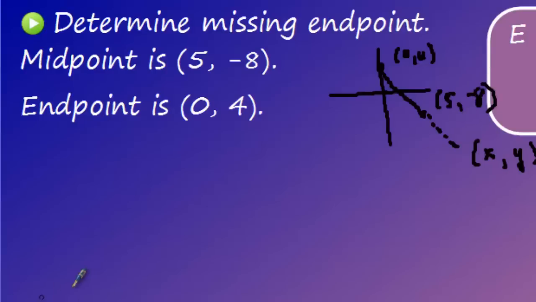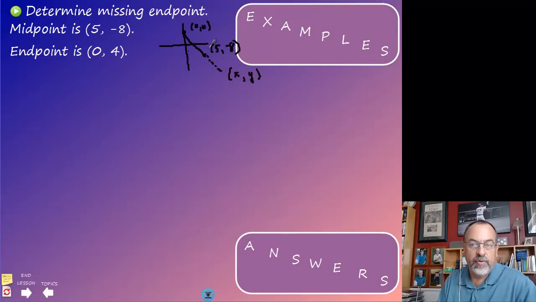So I'm going to use my formula. The midpoint is 5, the x, and I know one of the endpoints is 0, plus the other one, whatever it is, and divided by 2. So then I'm going to multiply both sides by 2, because that's going to make that reduce. So that's going to give me 10 is equal to 0 plus x, so x is equal to 10.